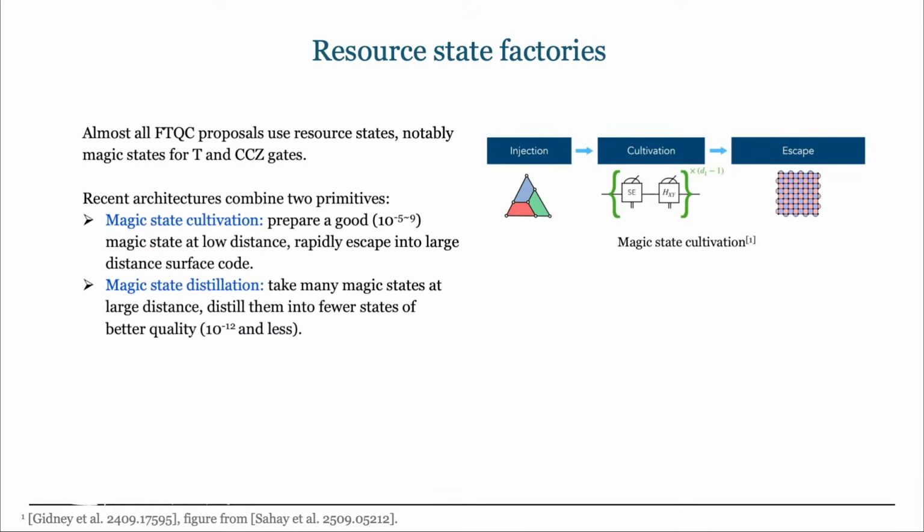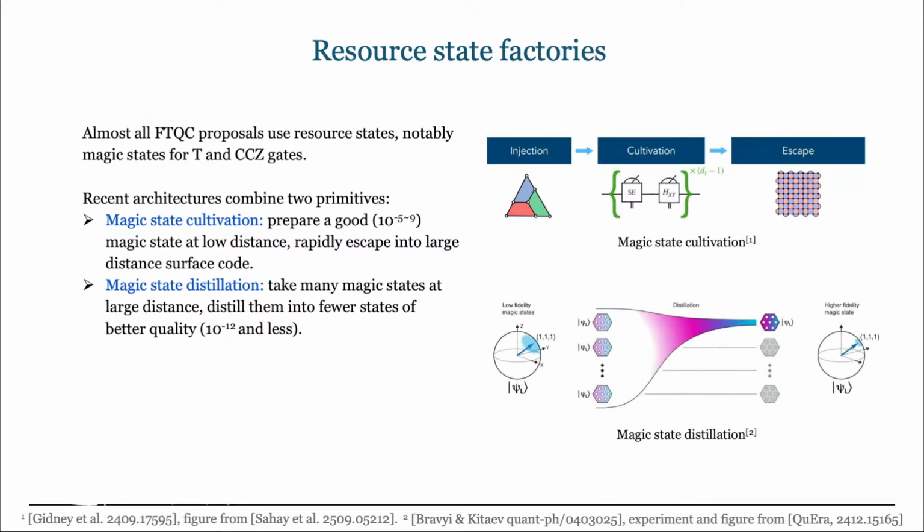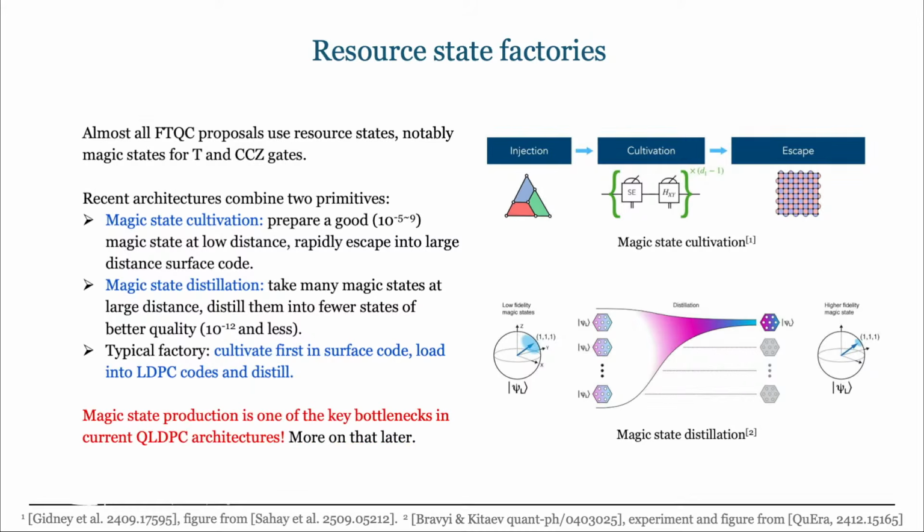The second primitive is something that's been around for a lot longer. This is magic state distillation. On a high level, we take many magic states at large distance and distill them into fewer magic states of better quality. Typically, you should think that we start at 10 to the minus 6 in fidelity and get to 10 to the minus 12, which is enough for a lot of our applications. In these modern architectures, the typical factory will cultivate first in surface code to a sufficient distance. We'll load them into an LDPC code, which is a lot more compact, and we'll distill. In this way, you get the benefit of having good magic states to begin with, and you also get the benefit of space overhead on LDPC code. I would say that magic state production is one of the key bottlenecks in current architectures. I'll talk more on that later. But that's what resource factories look like.